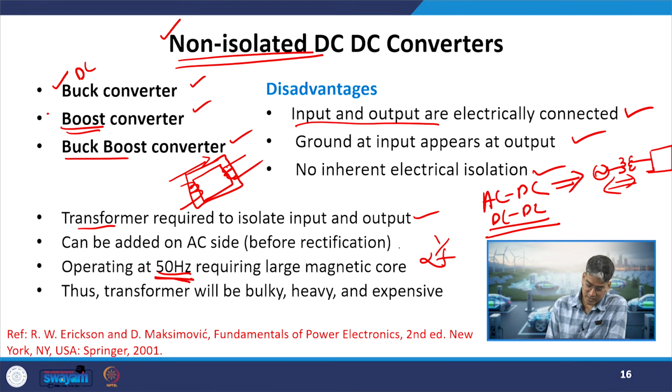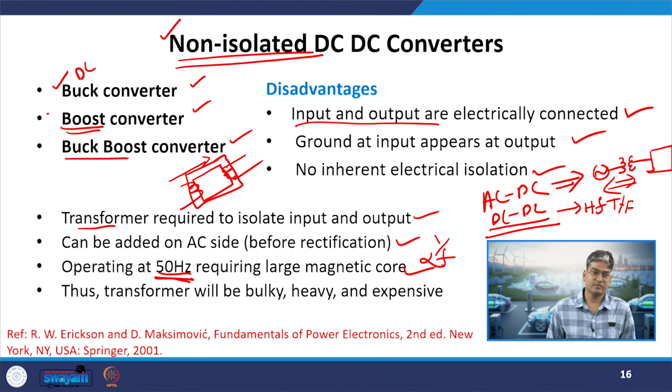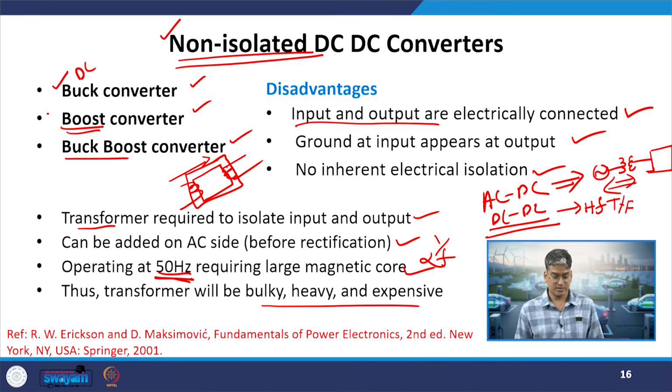We can use this on the AC side, but it will have a bulkier size because the frequency is at 50 Hz. But when we use it in the DC to DC converter stage, we will be operating a very high frequency transformer, which will have a smaller size compared to a fundamental frequency or line frequency transformer. Thus the transformer will be bulky, heavy and expensive. So it will be unnecessarily increasing the converter footprint. What is the converter footprint?